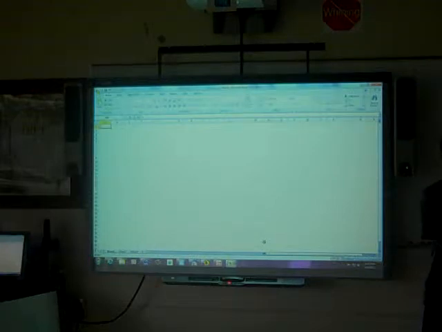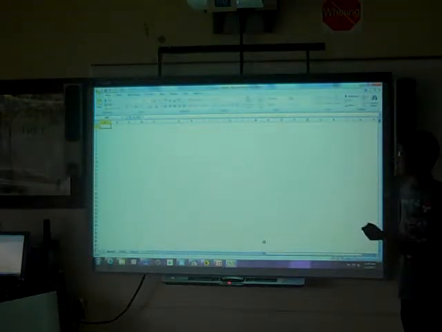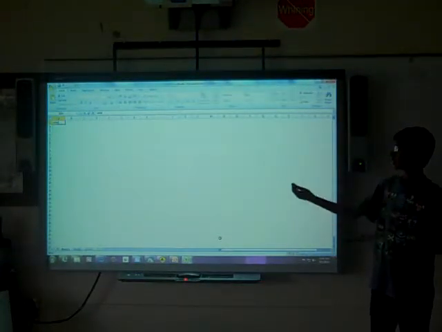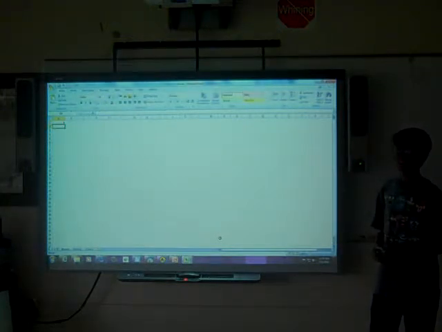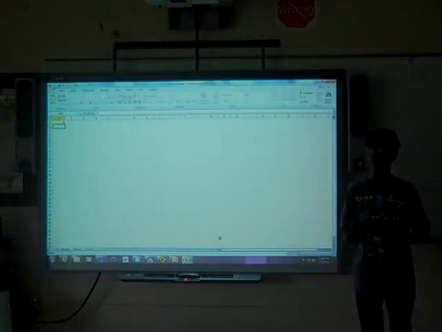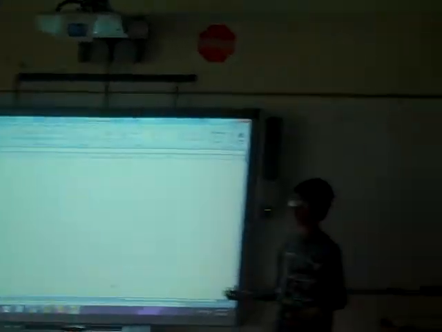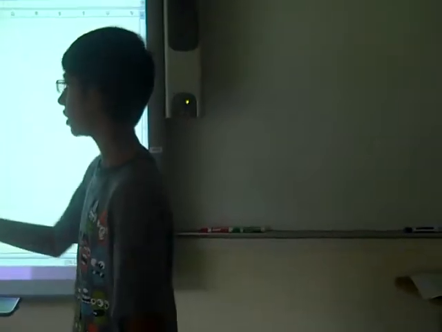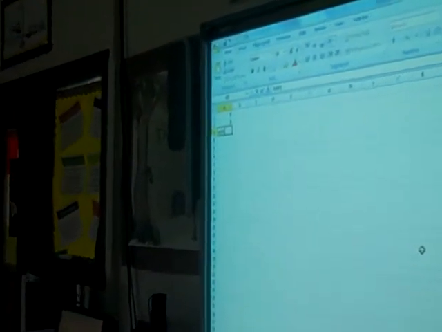Addition: you can't just do 4 plus 5, you do equals 4 plus 5, you click enter, and you get 9. You can also do the same thing with cell names, so if you want to add the data in A1 plus A2. If you want to do more cells, you can use sum. So the sum of A1 and A2, you get 18.